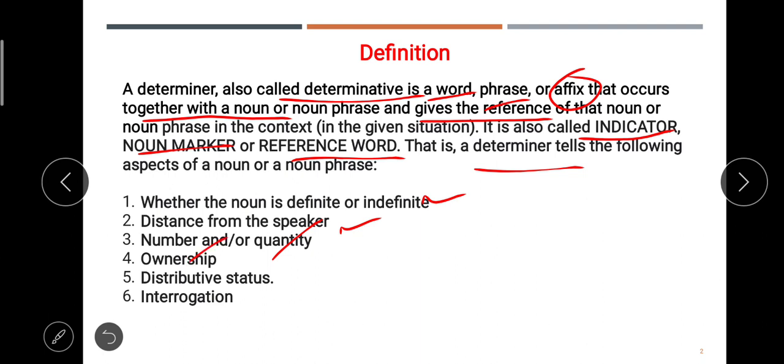Next thing is ownership. The noun being discussed belongs to whom? That we come to know with the help of the determiners. And the fifth thing they talk about is distributive status. The noun being discussed is distributed among how many people? And the last one is interrogation. When we ask a question, that is also a type of determiner, interrogative determiners. So these are the basic purposes, basic functions the determiners serve, especially in the English language I'm talking about.